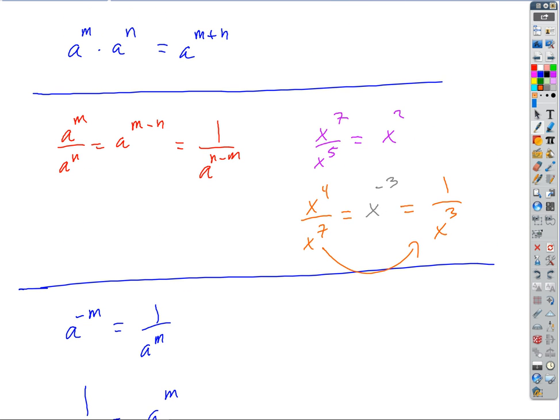Okay, so what's next? What if we do a power to a power? Power of a power, I call this one. So if I have a to the m to the n, what do we do? Multiply. Good. So we get a to the m times n. And what else have I not done?